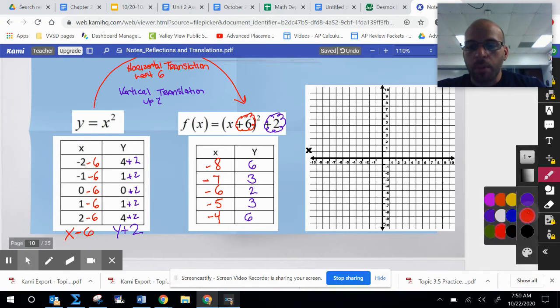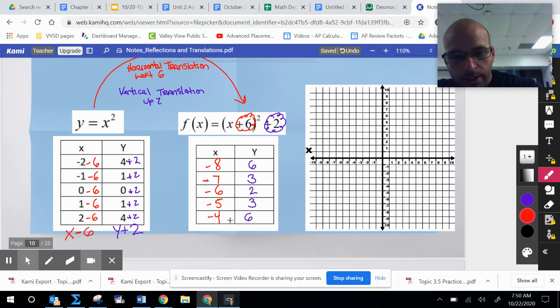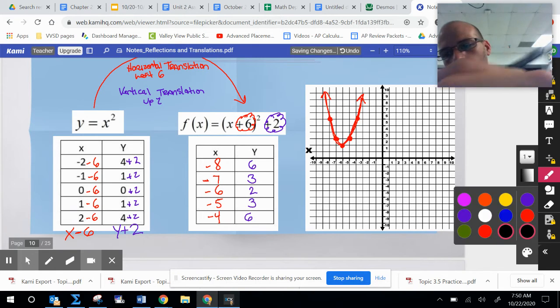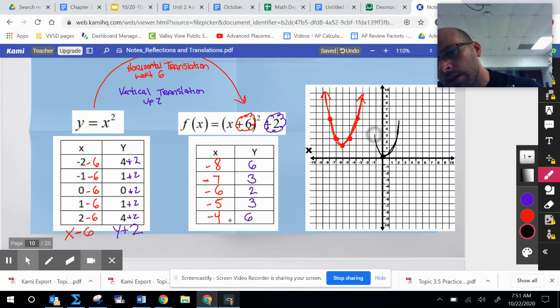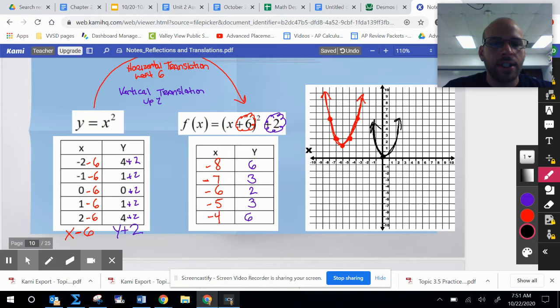So now I can just plot these points. -8, 6, -7, 3, -6, 2, -5, 3, and -4, 6. So here is my new quadratic. Now, if you compare that to the original, we know the original is at the origin here, okay, with the vertex at the origin. You can see that I just shifted it left 6 units and up 2 units, okay?